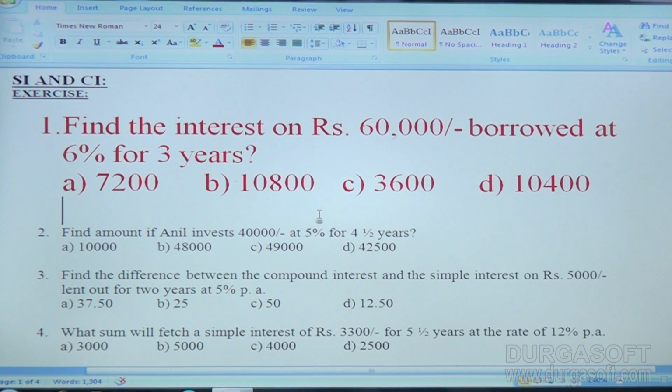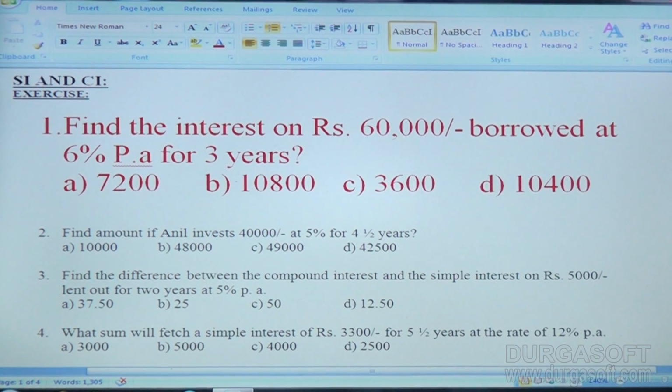Find the interest on 60,000 rupees borrowed at 6% per annum for 3 years. Interest at the rate of 6% on 60,000 rupees, that means for 1 year, what is the interest on 60,000? 36. When you cancel the last 2 double zeros, you get 3,600 as interest.